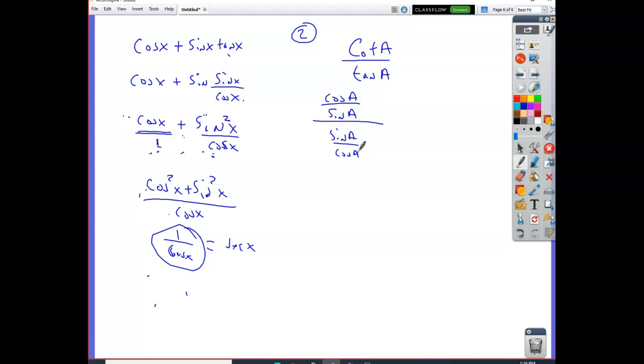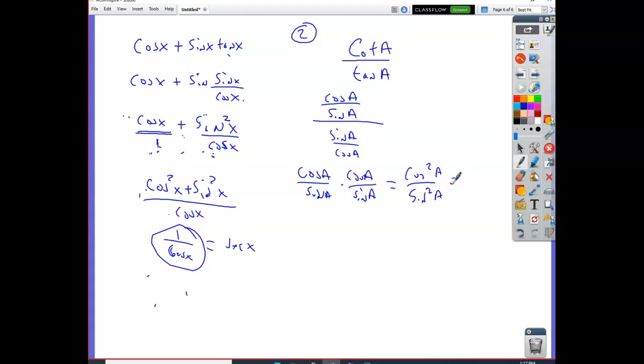Multiply the top and bottom. What? Don't I flip and multiply? It's this divided by this, so I have to flip the bottom fraction up, don't I? Yeah. So I think you end up with cosine squared. Is that okay with you? So that's cosine squared A over sine squared A.